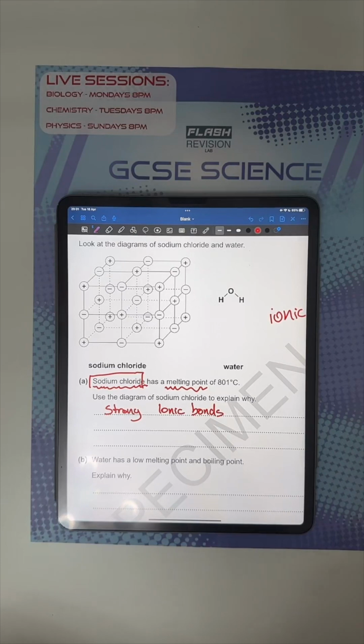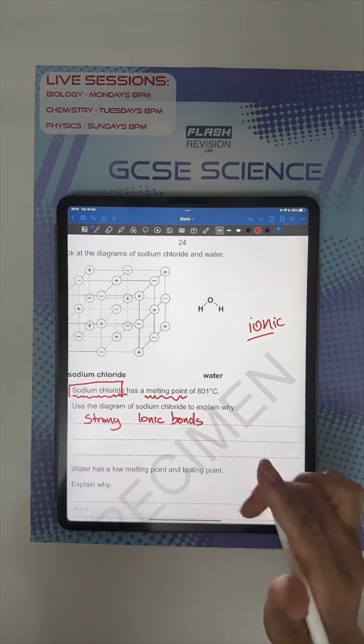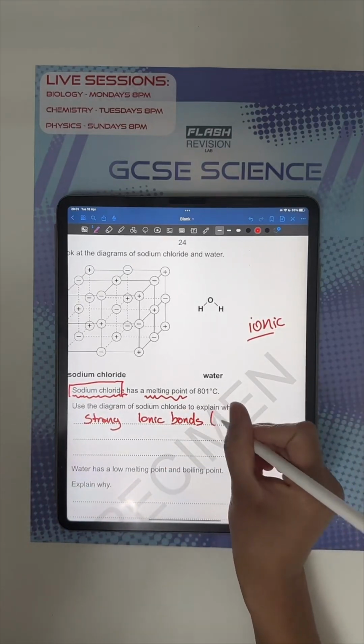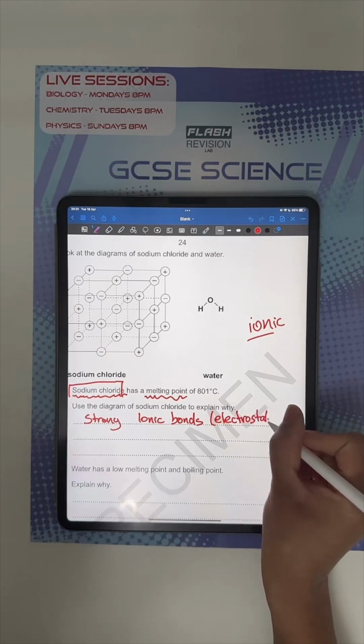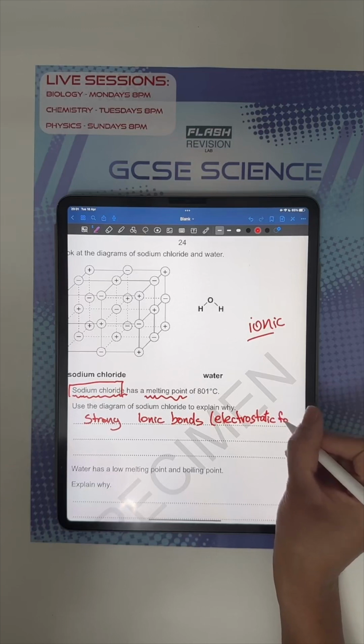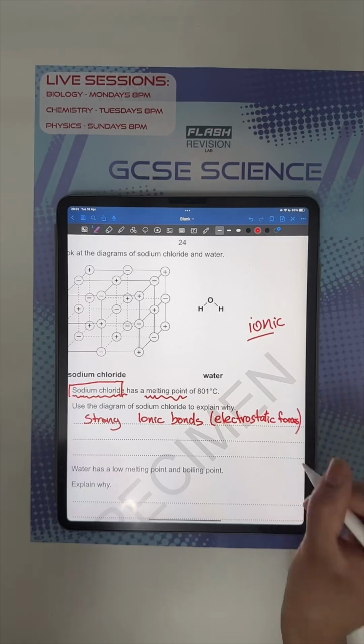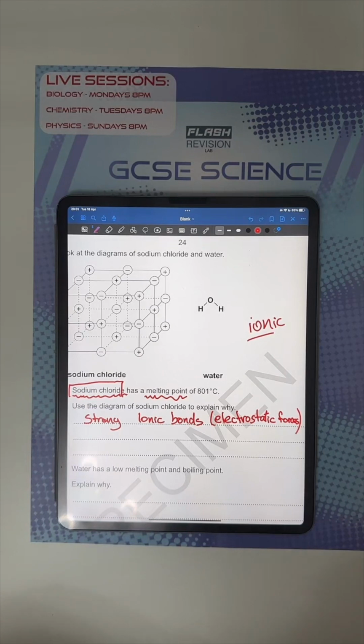And then you always need to mention a second point. What would you mention? Okay, so don't get confused. It's not intermolecular forces. Intermolecular forces is only for simple molecular substances, not for ionic. You can talk about electrostatic forces. Ionic bonds are electrostatic forces. That's fine. So instead of saying ionic bonds, you can say strong electrostatic forces.